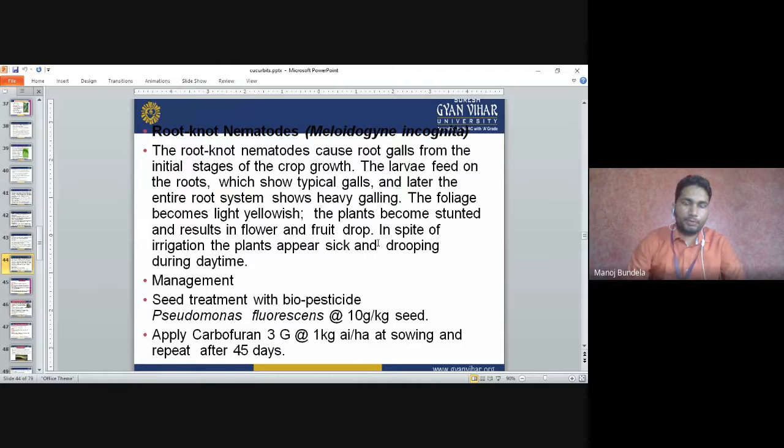Root knot nematode (Meloidogyne): the root knot nematode is the major problem when we grow cucumber in greenhouse. It causes galls from the initial stage of the crop growth.